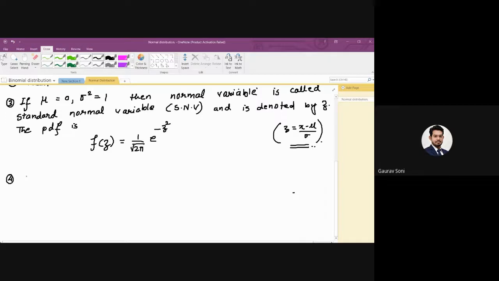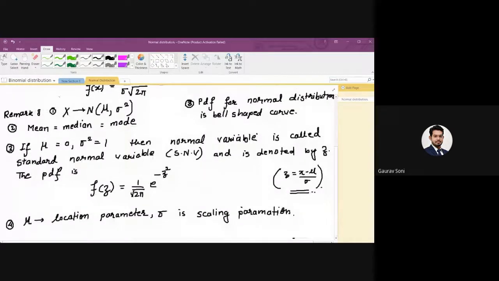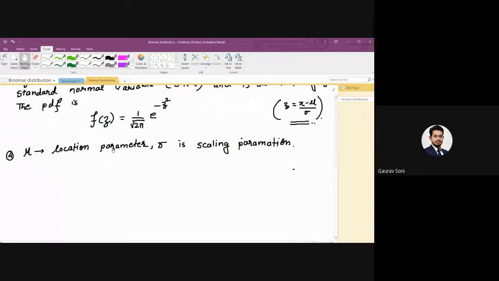Okay. So in this case, the fourth remark: mu is called the location parameter. And sigma is called the scaling parameter. The next thing I will check is whether it is a probability density function. What were the conditions so that this will become a probability density function?